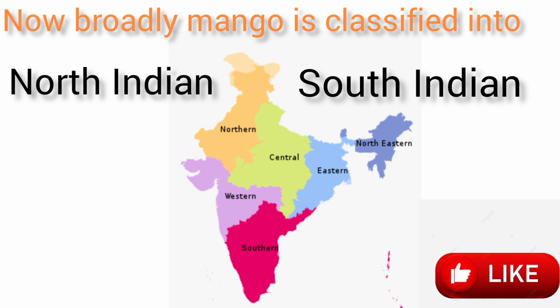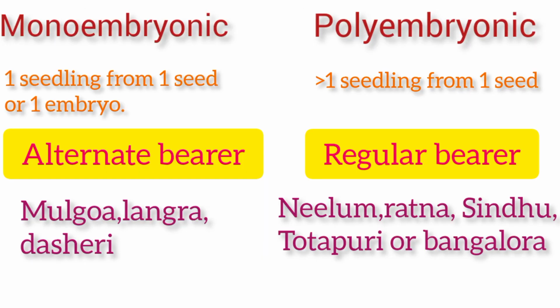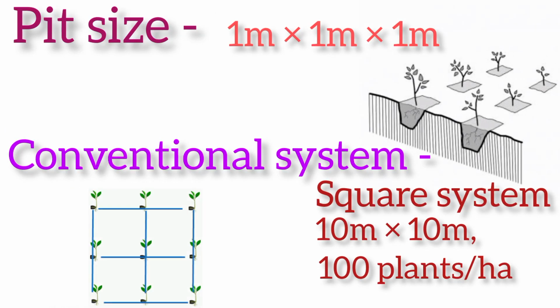Mango is classified into mainly North Indian and South Indian varieties. North Indian varieties are monoembryonic and alternate bearers, whereas South Indian varieties are polyembryonic and regular bearers. Pit size for mango plantation is 1 meter cube, following the square system with spacing 10 by 10 meter square.